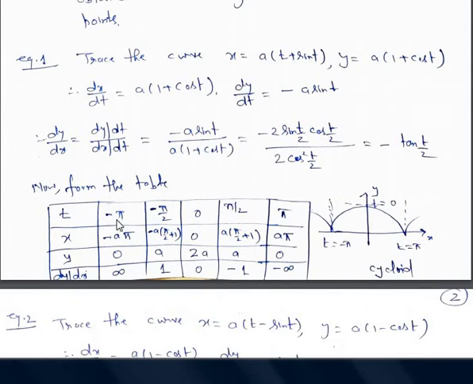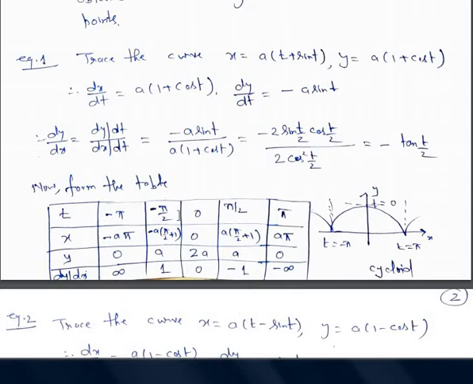Now we take different values of t, from -pi to pi. So when t is -pi, you put t as -pi. Now what is sine of -pi? Sine of -pi is 0. So x is -a pi, and y will be 0. dy/dx will be infinity.